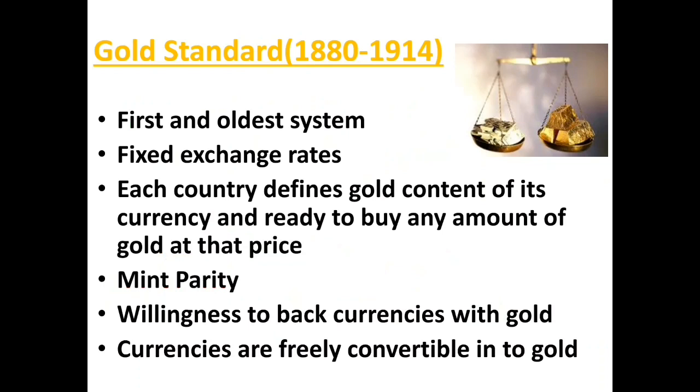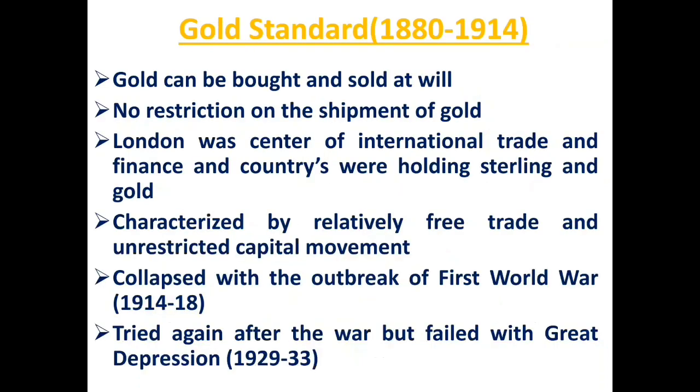The exchange rate was determined on the basis of the gold content of the currency, which we also call the mint parity. That is, the currencies were backed with gold, and every currency was freely convertible to gold. There was no restriction on the shipment of gold, or gold could be bought or sold at will. During the gold standard, London was the center of international trade and finance.